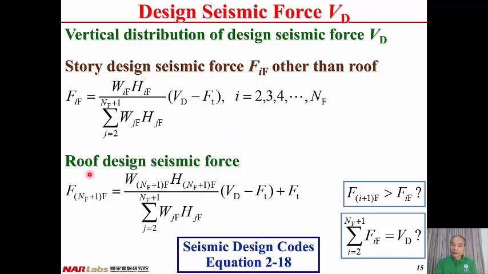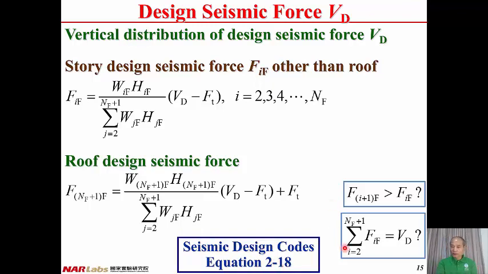For the roof, then we have the roof design seismic force F NF plus 1 F. NF plus 1 is the roof, equal to W NF plus 1 F times H NF plus 1 F divided by the summation from j equal to 2 to NF plus 1 of WjF HjF, times VD minus Ft, plus Ft. Extra seismic force is applied to the top of the building. And this equation is taken from the Seismic Design Code, equation 2-18.